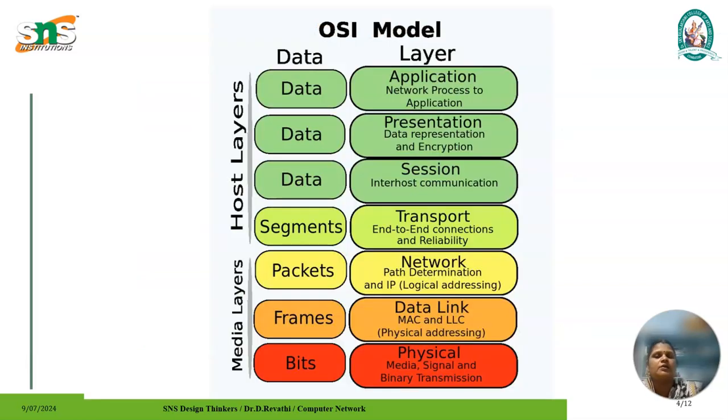This is the OSI model. The first layers, the physical layer and data link layer, are the lowest level layers, and the network and transport layers are the middle layers, and the session, presentation and application layers are considered the upper layers here. The physical layer, as we have seen already, transfers bits from the source to the destination. It is responsible for media, signal and binary transmission.